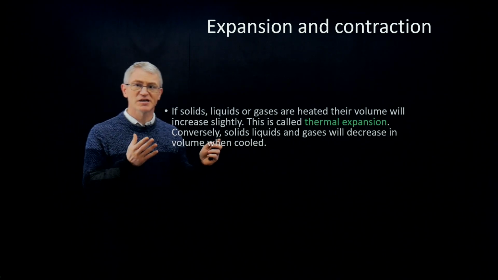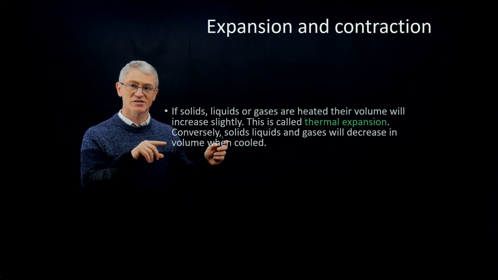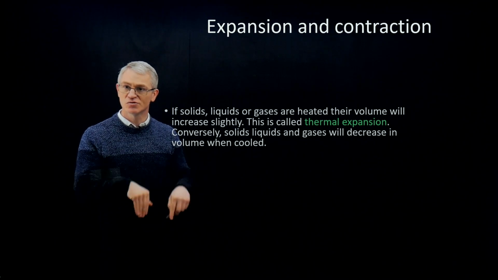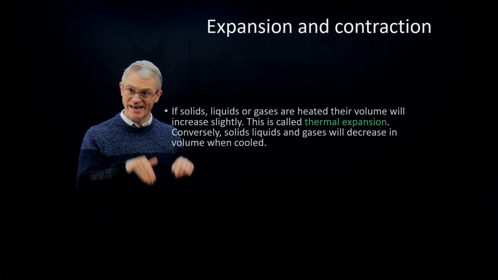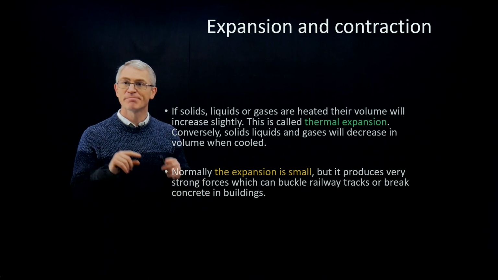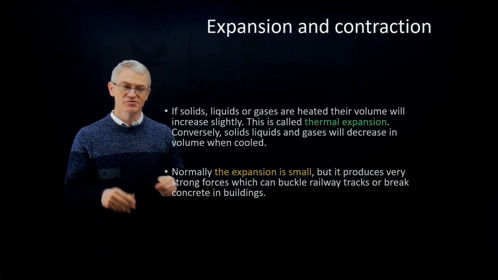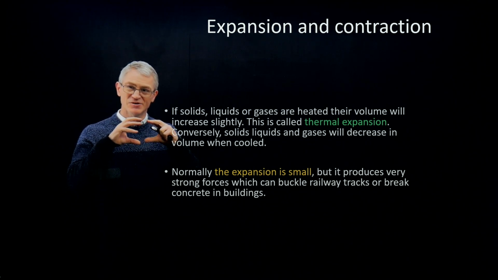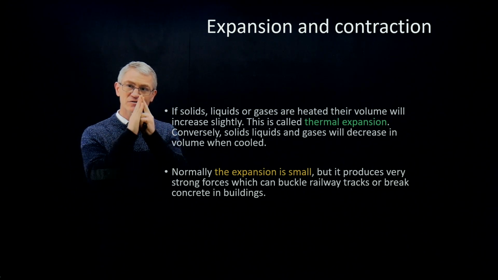Now, if solids, liquids and gases are heated, their volume will increase slightly, and we call that thermal expansion. And obviously the converse, if you cool it, it will contract and the volume will be less. Normally it's very small, but it can buckle railways and things like that. So sometimes the questions are based upon why is there a gap between the railway lines? There's a little gap between the metal railway lines because if it expands, it doesn't buckle and do this.